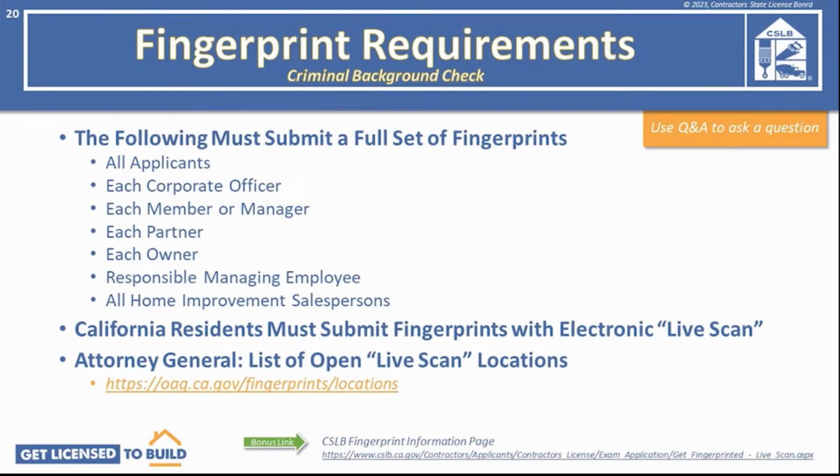You can get an updated list of live scan locations in California, broken down by county, on the Attorney General's website. We have a link here, or you can simply go to the Attorney General's website and search for live scan. You will also see we have a bonus link at the bottom of the screen to the fingerprint information page on our CSLB website.